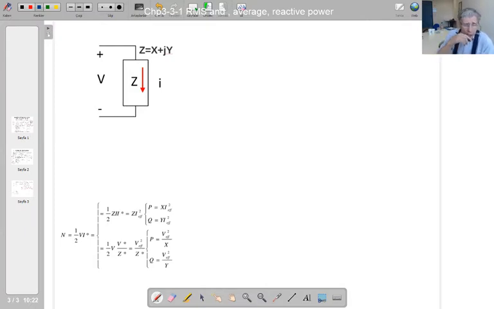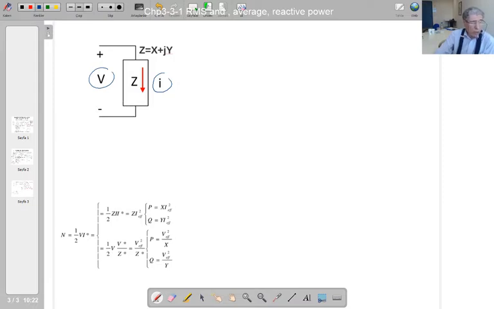We calculated the average power and reactive power of an element already. Now there is a question: when we analyze a circuit in the frequency domain, we are finding all the elements' voltage phasors and current phasors.